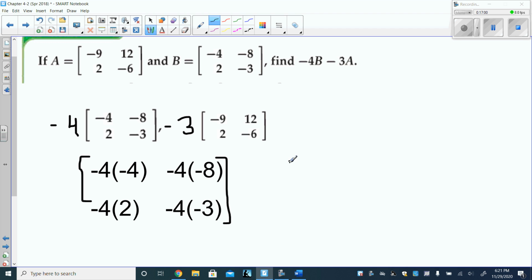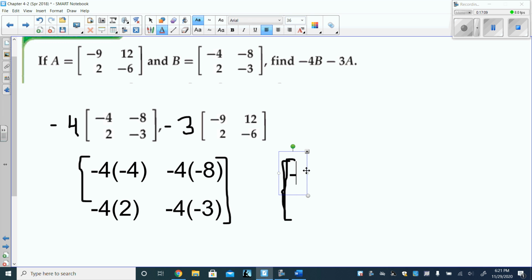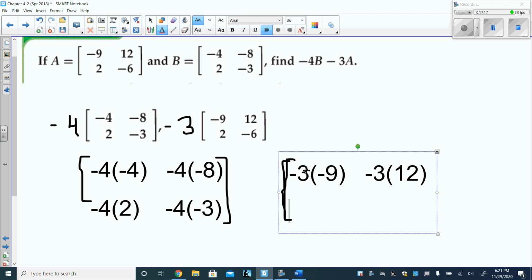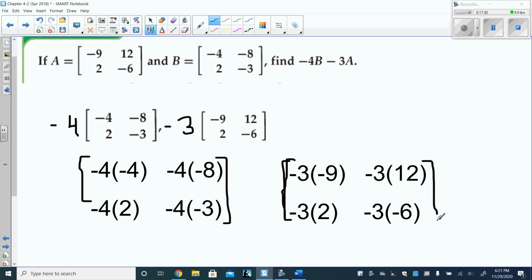And now the second matrix, we can multiply everything by negative 3, and there's nothing wrong with that. It would be negative 3 times negative 9, and then negative 3 times 12. Then on the bottom, we'd have negative 3 times 2, and then negative 3 times negative 6. And that would be our matrix here.